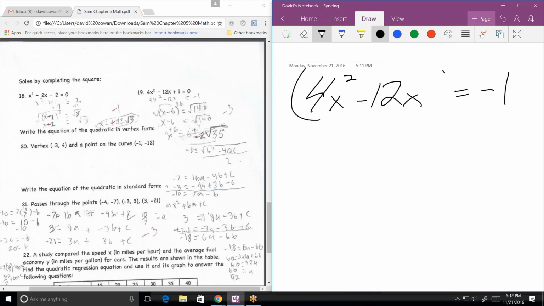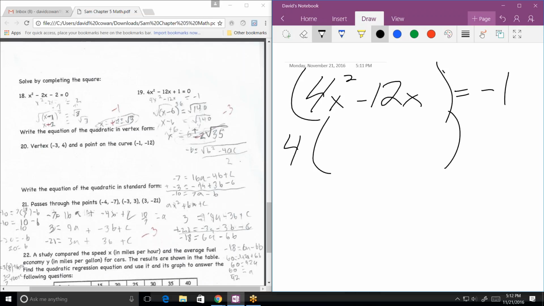Now, there's something I have to do before I can complete the square. I cannot complete the square until this coefficient is a 1. So what do I have to do here on the left? Complete the square? Not yet. You can't do it until the coefficient is a 1. So how am I going to have a 1 coefficient? Factor a 4 out, right? What are you left with?